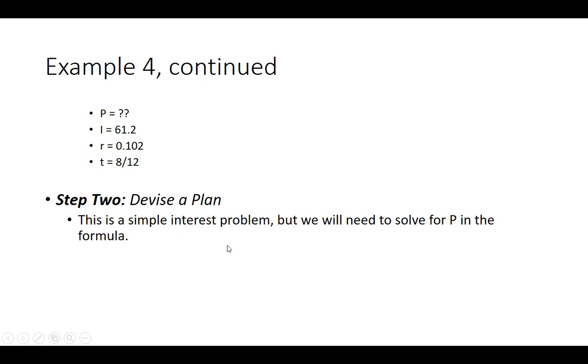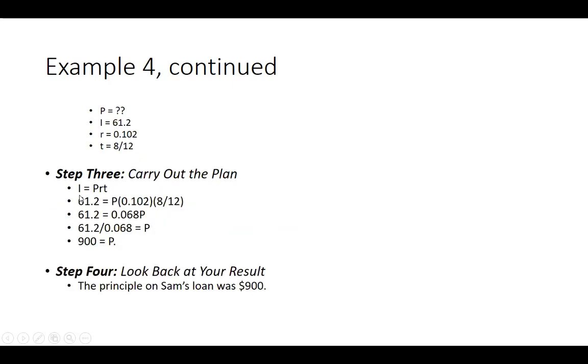So once again, this is a simple interest problem, but this time we need to solve for P in the formula. So let's plug in what we know. We know that I is 61.2. We don't know P, so it stays P. We know that R is 0.102, and we know that T is 8/12. So we simplify on the right a little bit by multiplying the 0.102 times 8 divided by 12, and that gives us 0.068. So the right side of the equation becomes 0.068P.